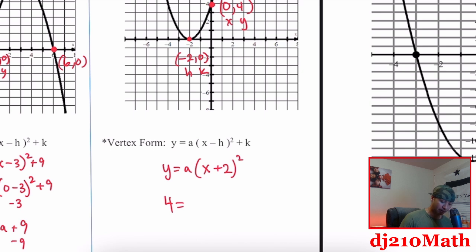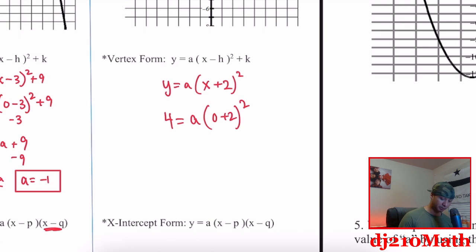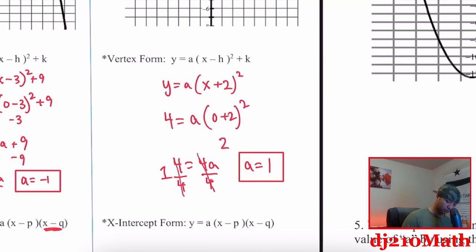4 = a(0 + 2) squared. So we get 0 plus 2 is 2. 2 squared is 4. 4 equals 4a. Solving for a, divide both sides by 4 to isolate the a. 4 over 4 is just 1. So a is equal to 1. So the formula in vertex form is going to be y is equal to 1 times (x + 2) squared.